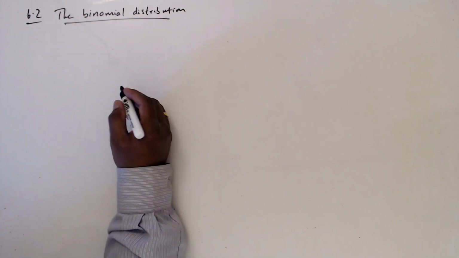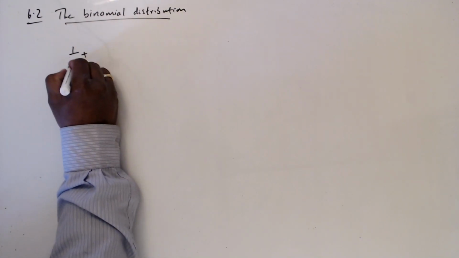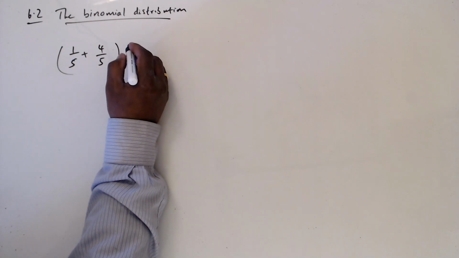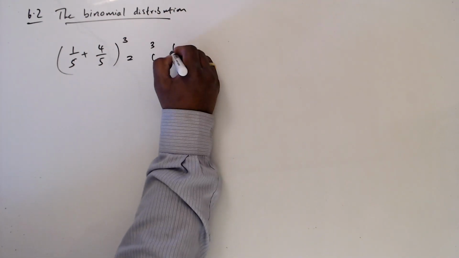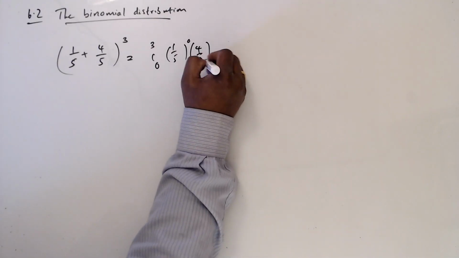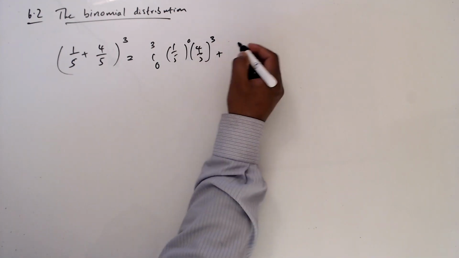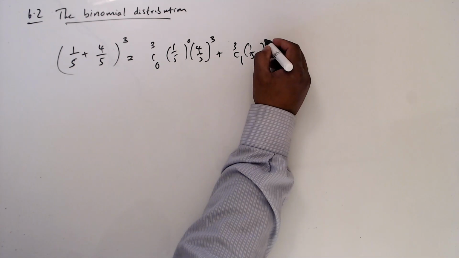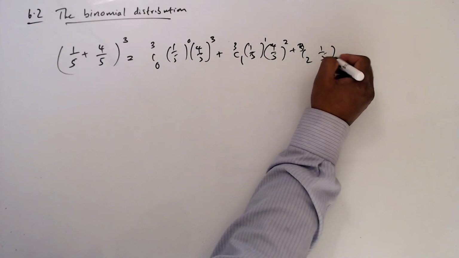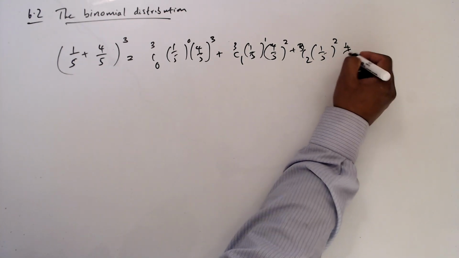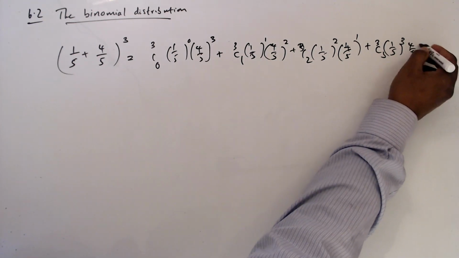Binomial distribution. We already know binomial distribution. We'll do (1/5 + 4/5)^3. That gives 3C0 (1/5)^0 (4/5)^3, and 3C1 (1/5)^1 (4/5)^2, and 3C2 (1/5)^2 (4/5)^1, and 3C3 (1/5)^3 (4/5)^0.